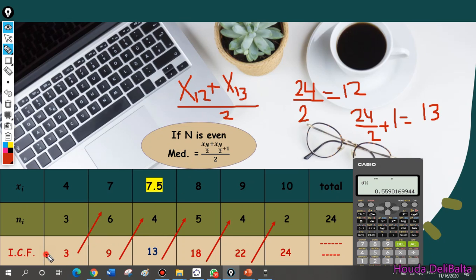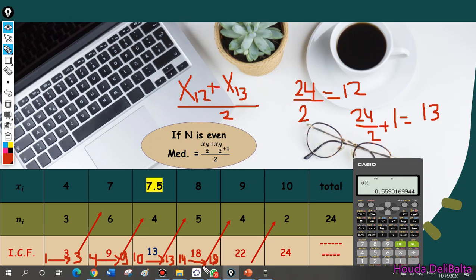Now let's use the arrows again. This is from 1 to 3, as I showed you previously. x1, x2, x3 are equal to 4. Then after 3 we start with 4, x4 till x9 equal to 7, and here we end with 9. Now here we start with 10 till 13. So x10 till x13 is 7.5, and here from 14 to 18 and so on.